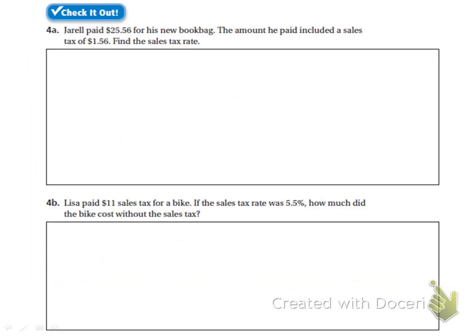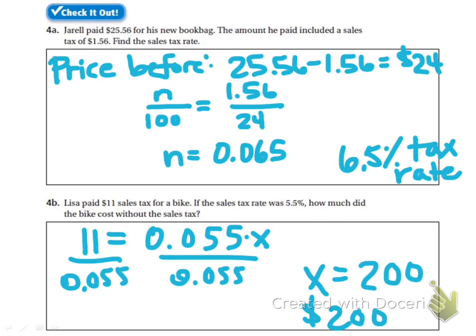Okay, I'd like you to check it out 4A and 4B on your own. Please pause the video. For A, you should have found the tax rate was 6.5%. And you should have found that the bike equals $200 before sales tax. If you need to go back, rewatch this video to learn more about solving percent problems. Thank you.